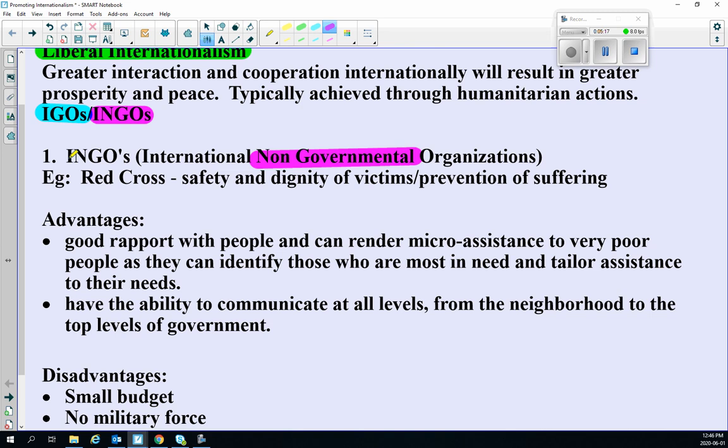The advantage of an INGO, the international non-governmental organization, is that they're usually not grassroots, but they begin from the ground up. They don't try to do things en masse on a big scale, but rather an INGO will focus on small things, small groups of people, small populations, and they will give what is known as micro assistance. So very small amounts of aid to just a few people.